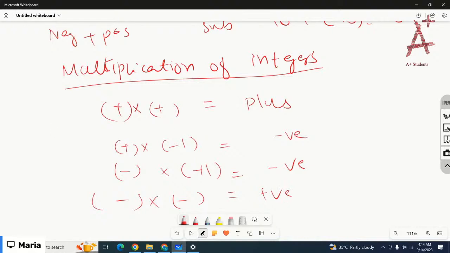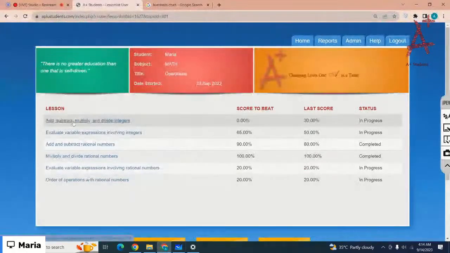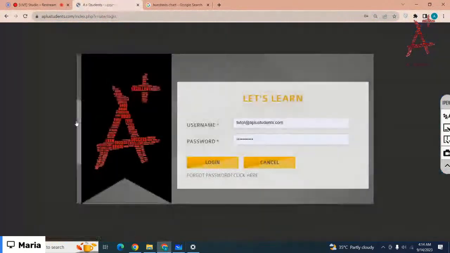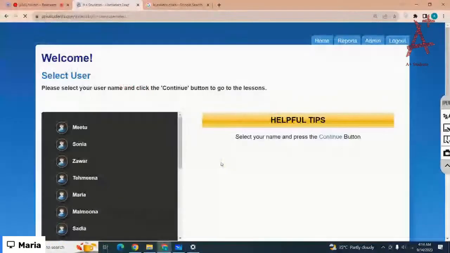These are the rules you have to apply when you are multiplying integers, right? Let's just do some examples for addition, subtraction, multiplication, and division. Okay, let's just go to the lesson. Here it is: add, subtract, multiply, and divide integers.